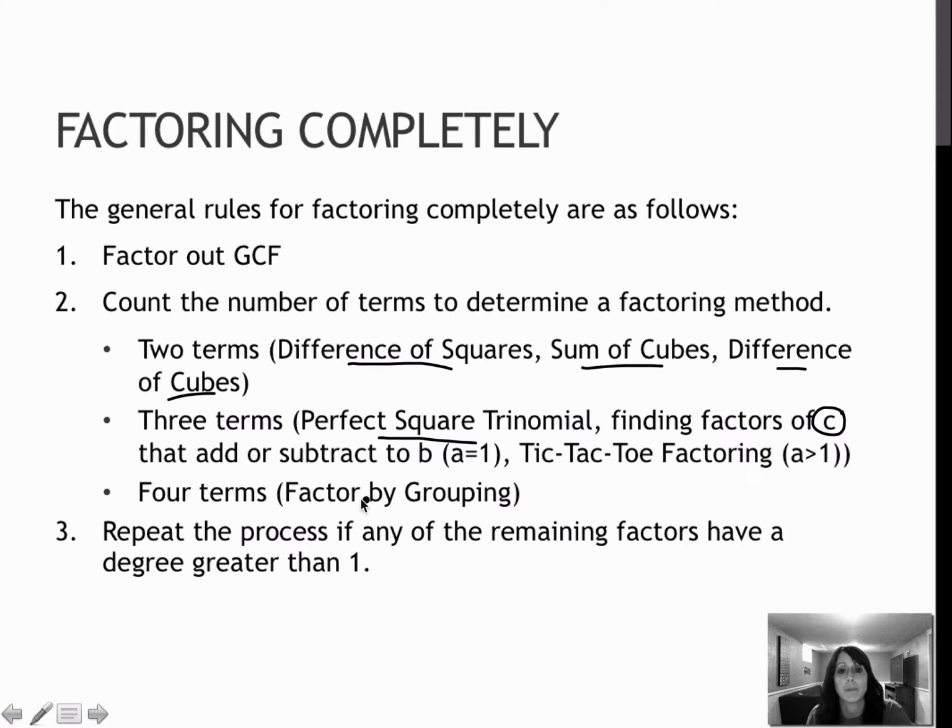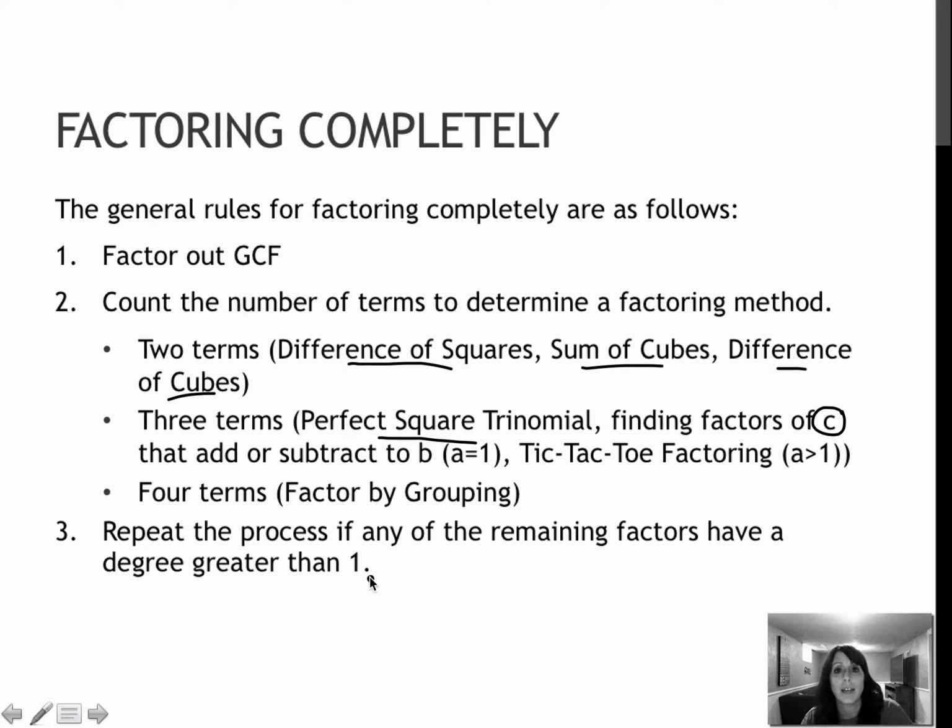If I have 4 terms, I'm going to factor by grouping. And then I'm going to repeat that process if I have any factors that have a degree greater than 1. So if I go through all of that and I still have an x squared or an x to the third, I'm going to start back at step 2.